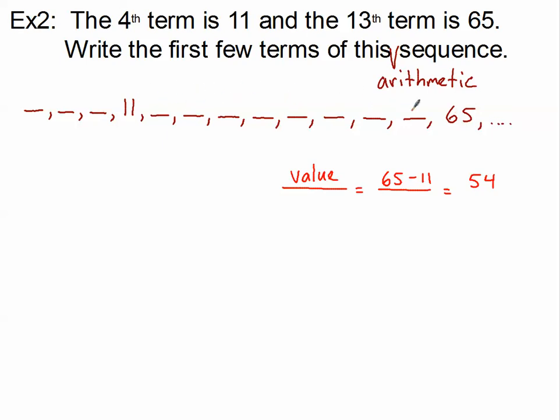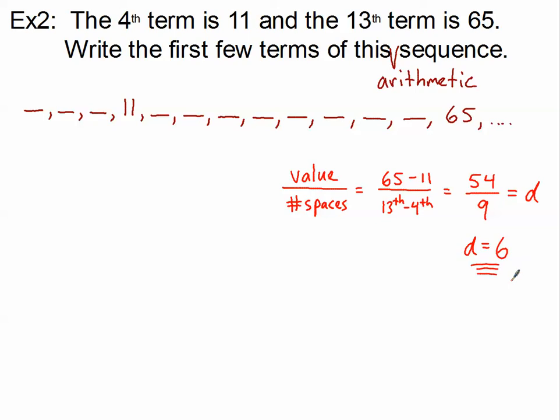So the next thing I need to figure out is how many times are we adding? Well, that's really how many spaces there are, or you could just count the commas, because we have to add once, and then 2 times, 3, 4, 5, 6, 7, 8, 9 times. So we're going to divide that into equal installments by dividing by the number of spaces, which in this case is the 13th term take away the 4th term, which is 9. This will tell us what D is. And 54 divided by 9 is 6.